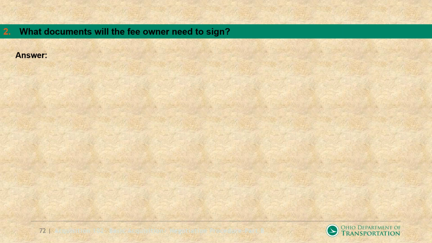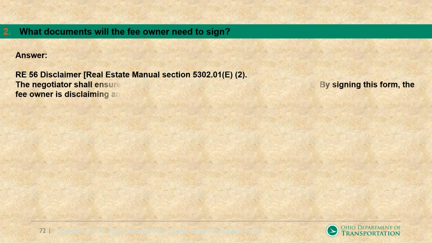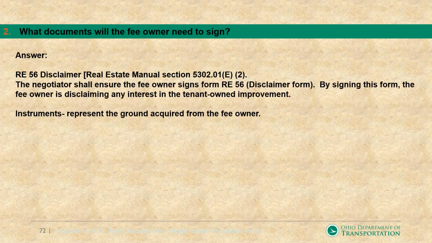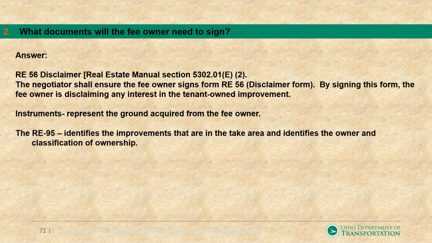All right, in that case, we're talking about a fee owner owning a piece of property, and then we changed it to a tenant owner owning a business and a sign on that property. So what documents would the fee owner have to sign? And the answer is 3 items. One is the disclaimer form, the Re56, which disclaims the fee owner's interest in any improvements that were owned by the tenant. The owner would have to sign the instrument, whether it was a temporary easement, a standard highway easement, or both. And he would also have to sign the Re95.